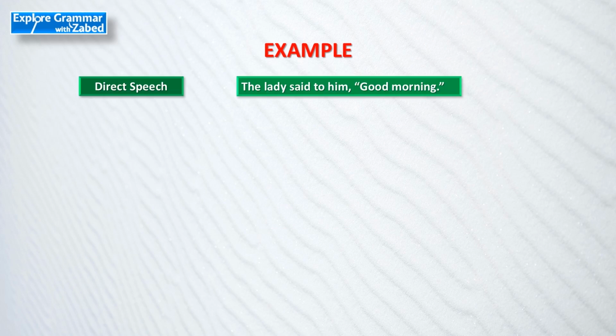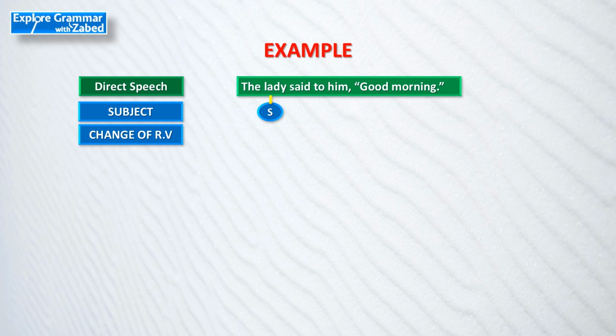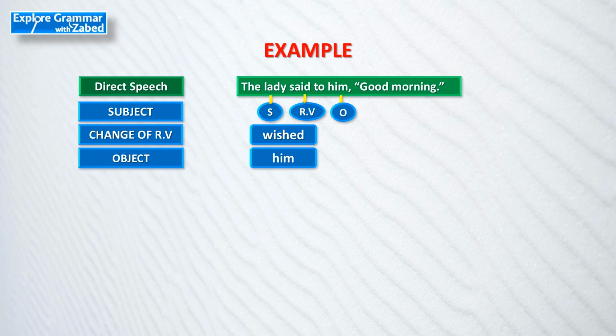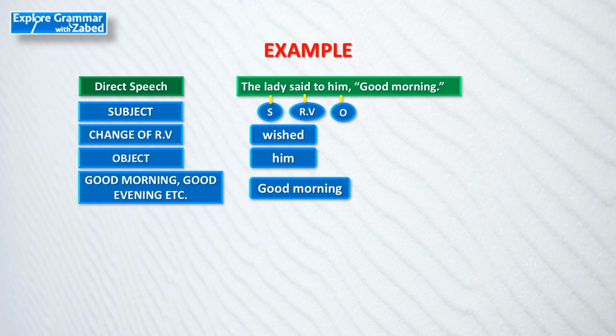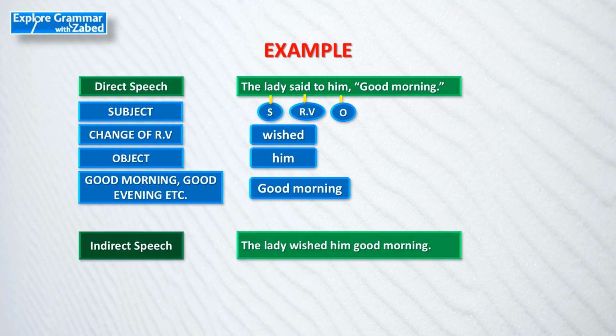Let me make it clear to you by giving an example. The lady said to him, "Good morning." Here, the subject is the lady. The reporting verb said to will be changed to wished. Object is him. The wishing words given here are good morning. So the indirect speech looks like the lady wished him good morning.